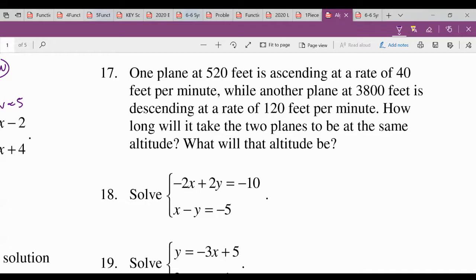All right, so I want to go over number 17 from the practice problems. If you have the printout, this is actually number 14, just so you know.